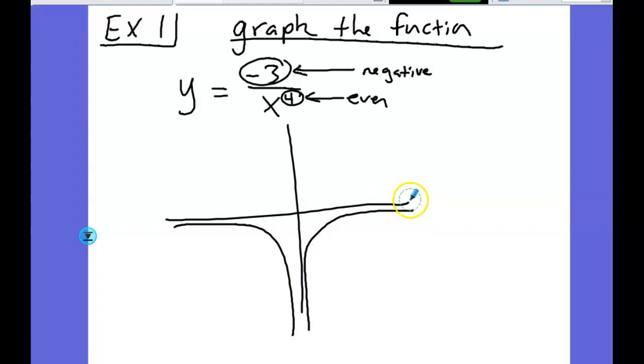The horizontal asymptote would be here, and the vertical asymptote would be here on the x and y axis. Okay? In case you guys don't remember what an asymptote is, it's a line that your graph approaches but never reaches. Okay? So I'm going to give you guys a student practice at this time. I want you guys to see if you guys can graph this one.